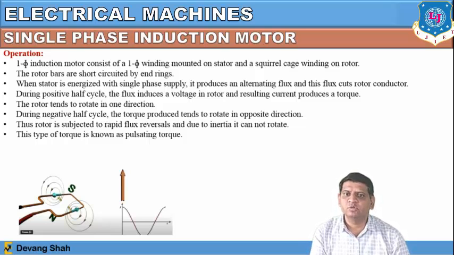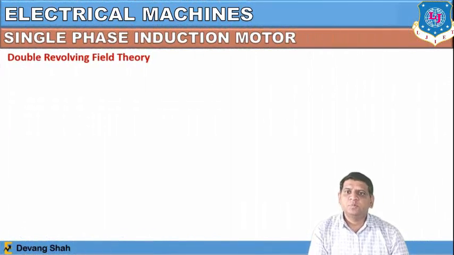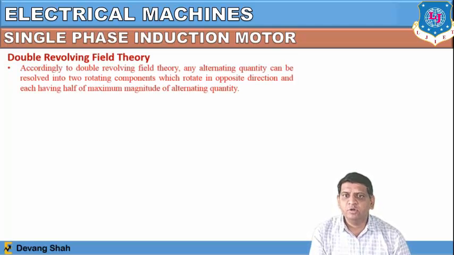So this type of torque is known as a pulsating torque, right? That's why single phase induction motors are not self-starting. Now, how to remove this problem? This is addressed by the double revolving field theory, where according to the theory, any alternating quantity can be resolved into two rotating components which rotate in opposite directions, each having half of the maximum magnitude of the alternating quantity.